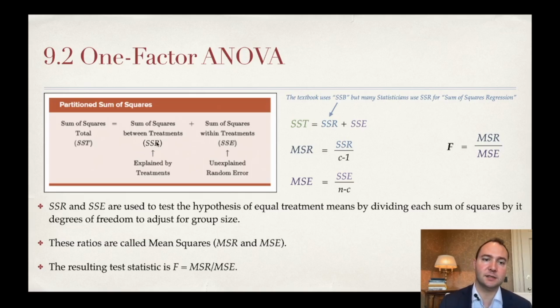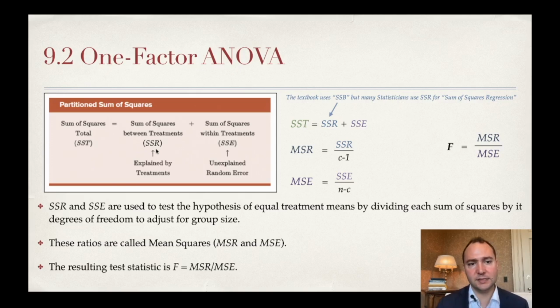Sometimes this SSR is called SSB, meaning sum of squares between groups. In this case, I'm using SSR, meaning sum of squares regression, because regression modeling, which we'll learn in the next video, and ANOVA share a lot of similarities. So we're going to look at this again in the next video.